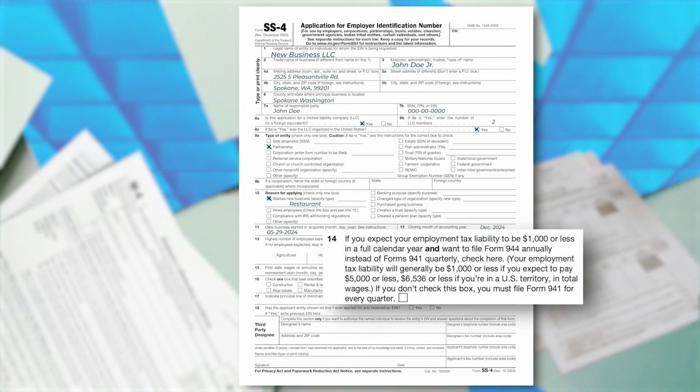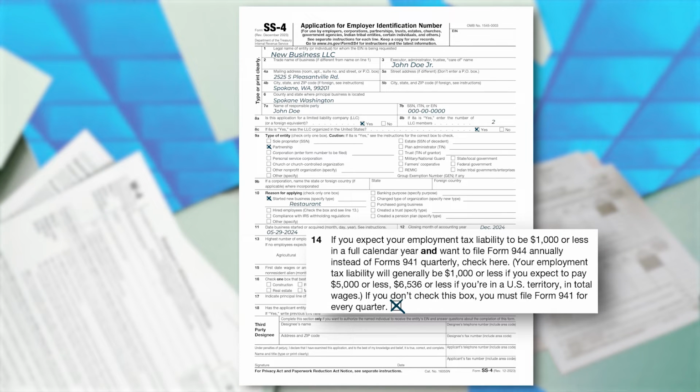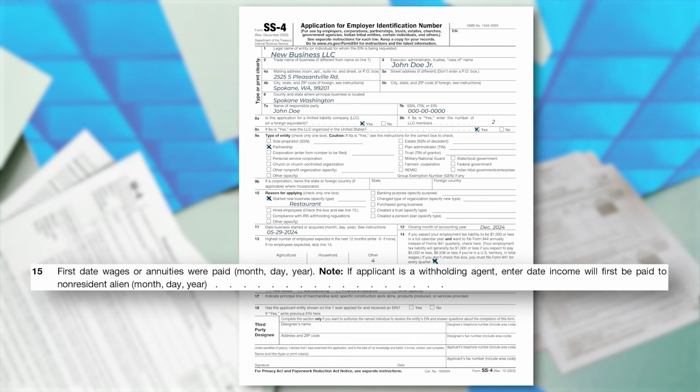For 14, check this box if you expect your tax liability to be less than $1,000 in a year and want to file Form 944 with the IRS annually. Otherwise, you'll need to file Form 941 every 3 months. For 15, write the month, day, and year that you first paid wages to employees. And if you don't have employees, go ahead and write NA here.